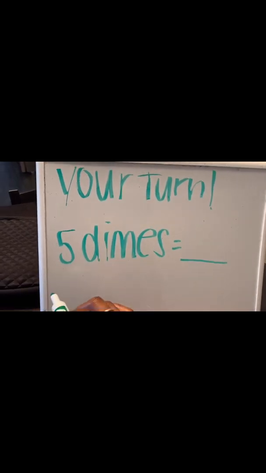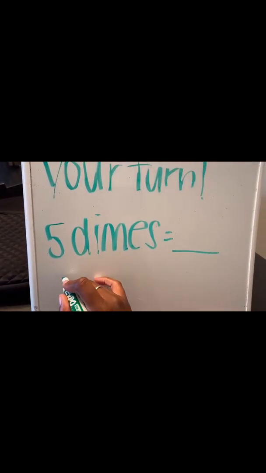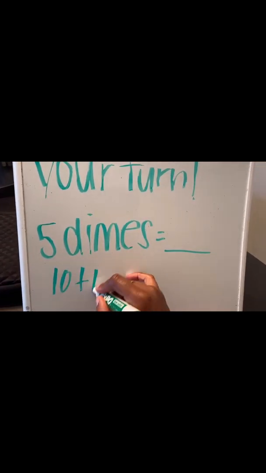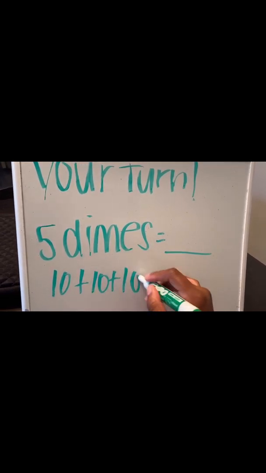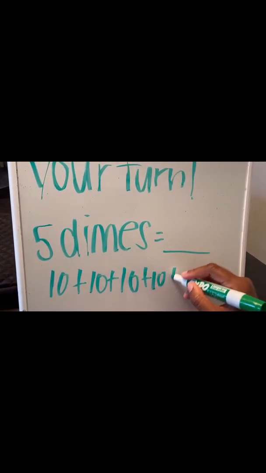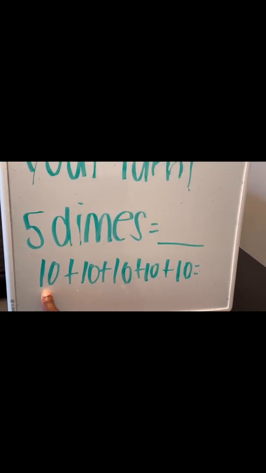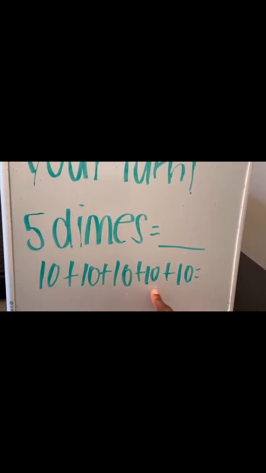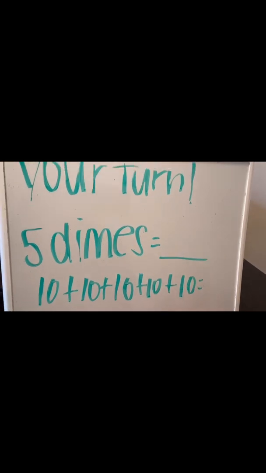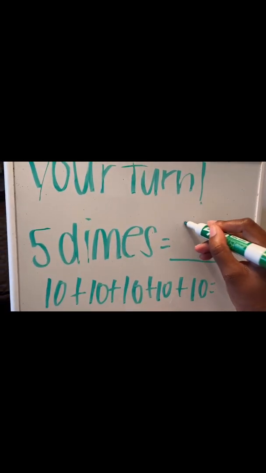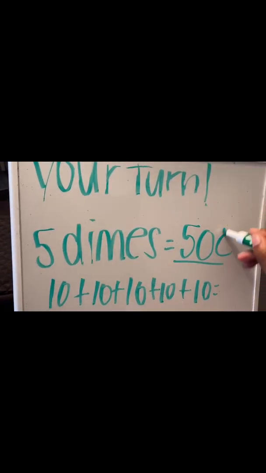So 5 dimes. We know that dimes are worth 10 cents, so we need to do 10 plus 10 plus 10 plus 10 plus 10, 2, 3, 4, and 5. Then we need to count by tens. 10, 20, 30, 40, 50. So the value of 5 dimes is 50 cents.